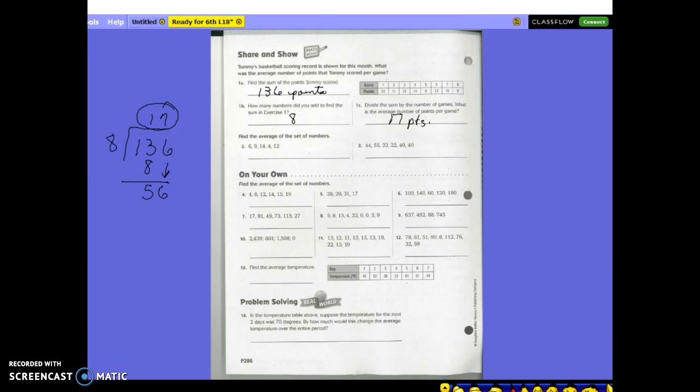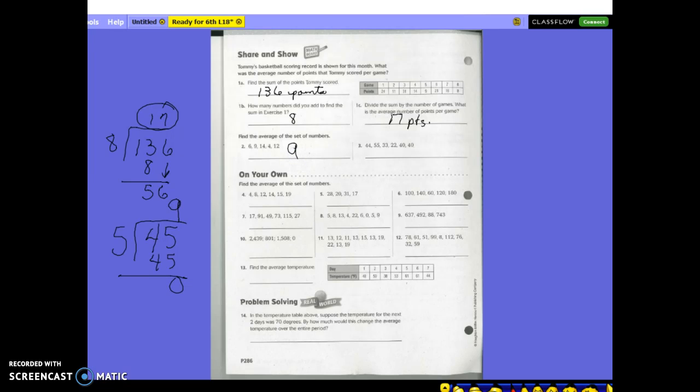Okay, I want you to go ahead and work number 2. Remember, I need to see that division. Okay, here we go. So we added 6, 9, 14, 4, and 12, and we got 45. And we divided that by how many? 5. That is pretty easy, right? We could do that one in our head. So we get 9. Okay, go ahead and do number 3.